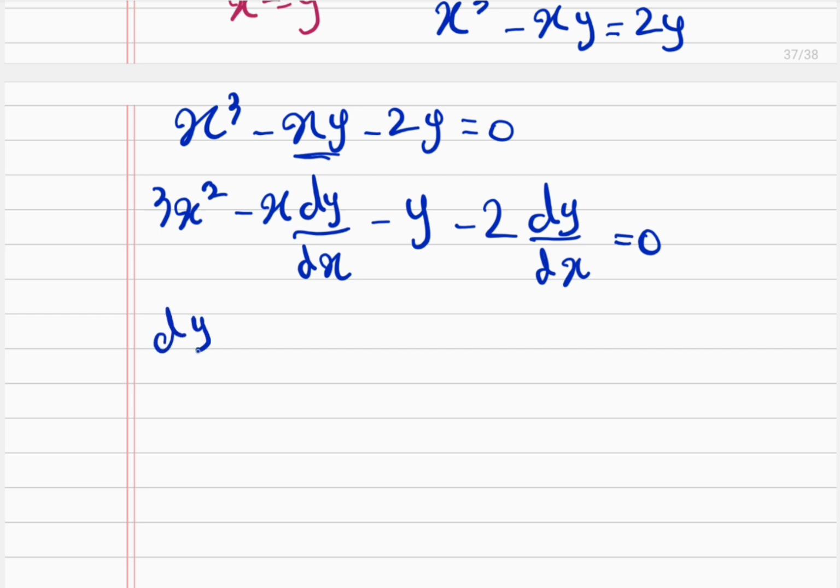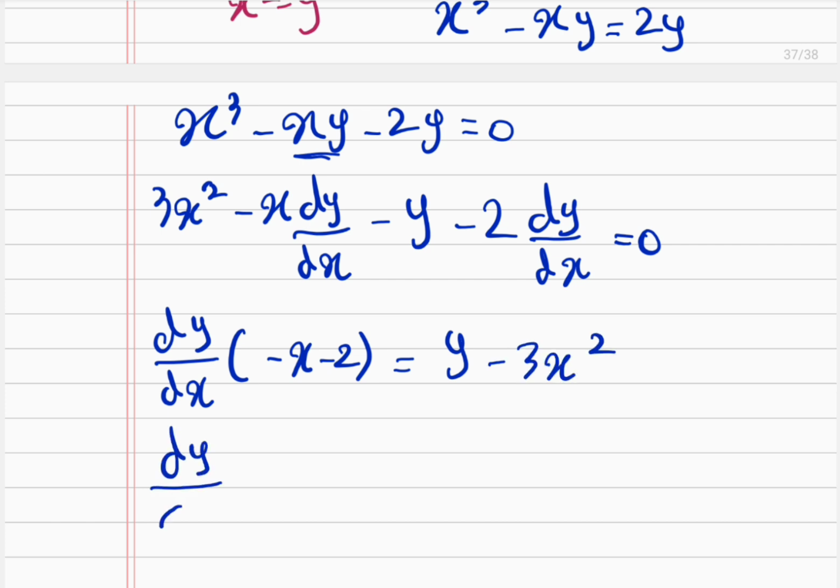Again, we just need to rearrange this. dy/dx times (minus x minus 2) is equal to y minus 3x squared. And finally, dy/dx is equal to (y minus 3x squared) divided by (minus x minus 2). Of course, if you would like to have this in a nicer form, you can multiply all the terms by minus 1, or take a factor of minus 1 and simplify things. But I'm just going to stop here.